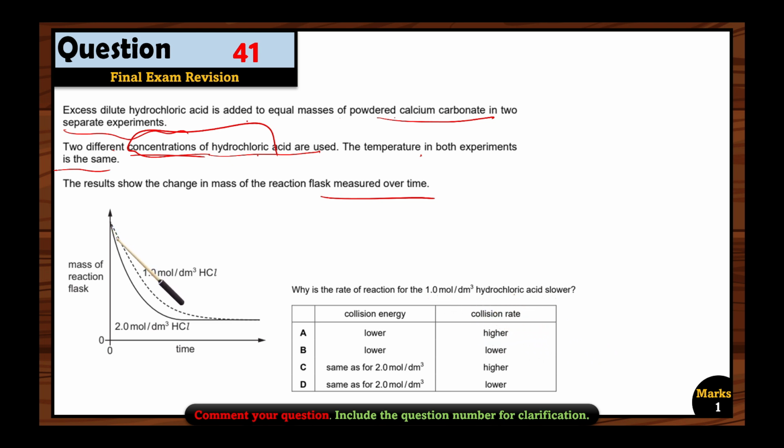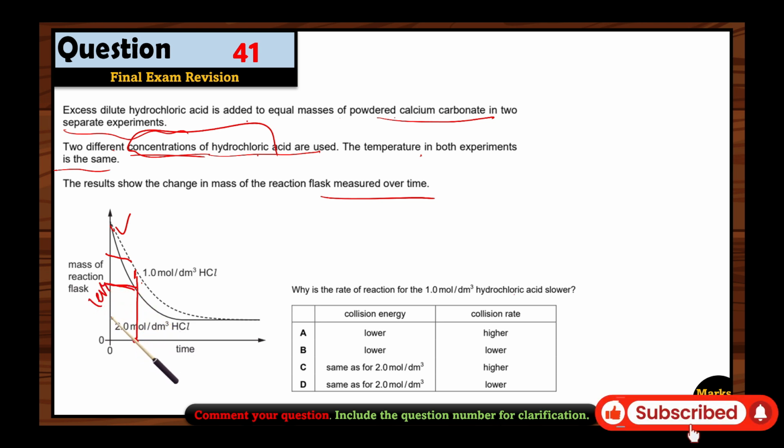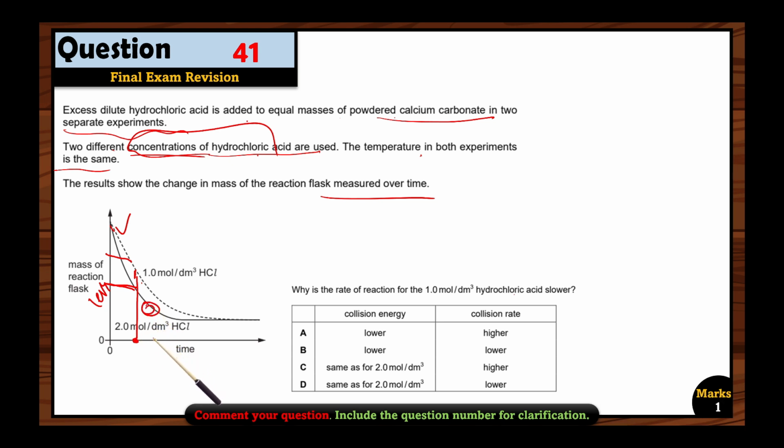If you see, the rate of the reaction is slower for this one because of the slope. At this time, for example, it's making how much the mass of the flask is here. But if you see at the same time, the mass of the flask is now less. So what does it mean? It means more reactants are consumed in this experiment where we use 2 mole dm cube. So the rate of the reaction is higher here, okay?